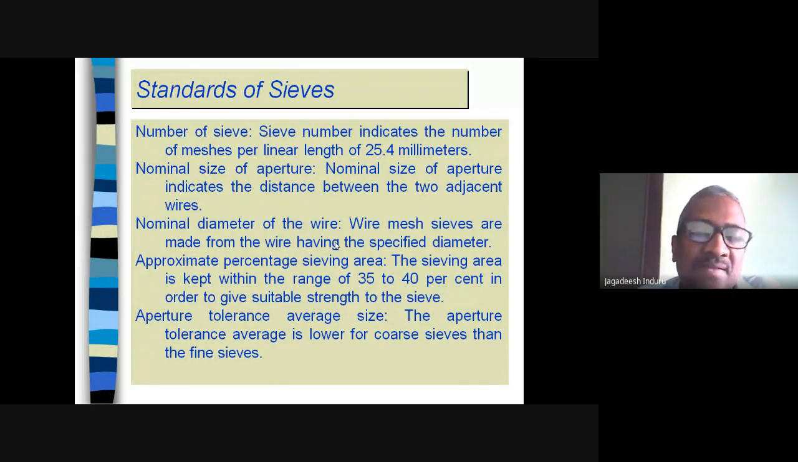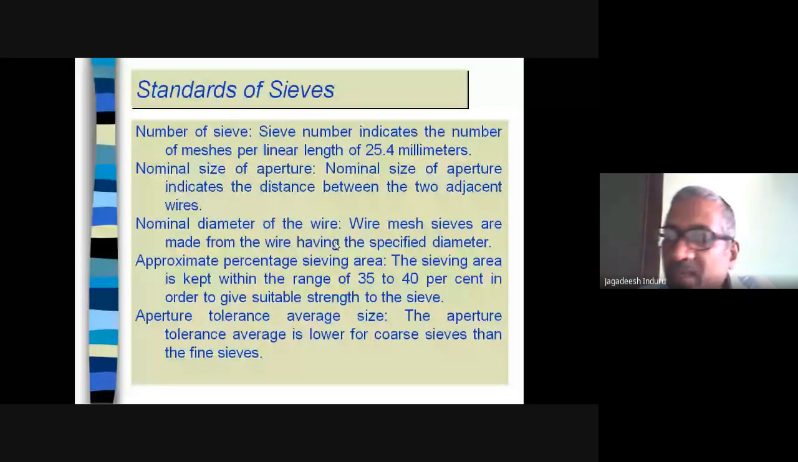Aperture tolerance: the distance between the two meshes will be given one limit. We need to maintain it. If it gets distorted or deformed, we need to throw that sieve. We cannot use it because it causes variations in the quality. This is what we have seen in the previous class. So we have discussed definition, application, difference between the sieve and screen, and standards of the sieve.